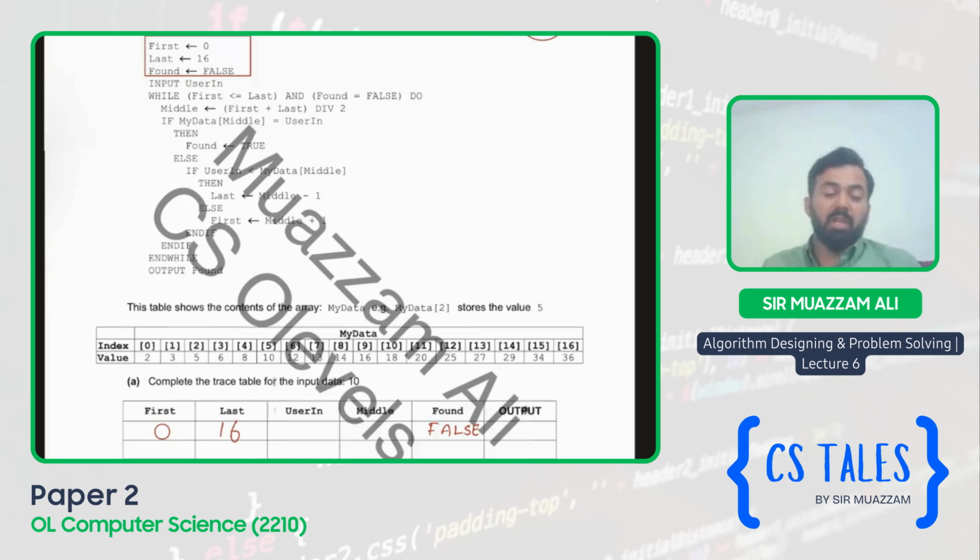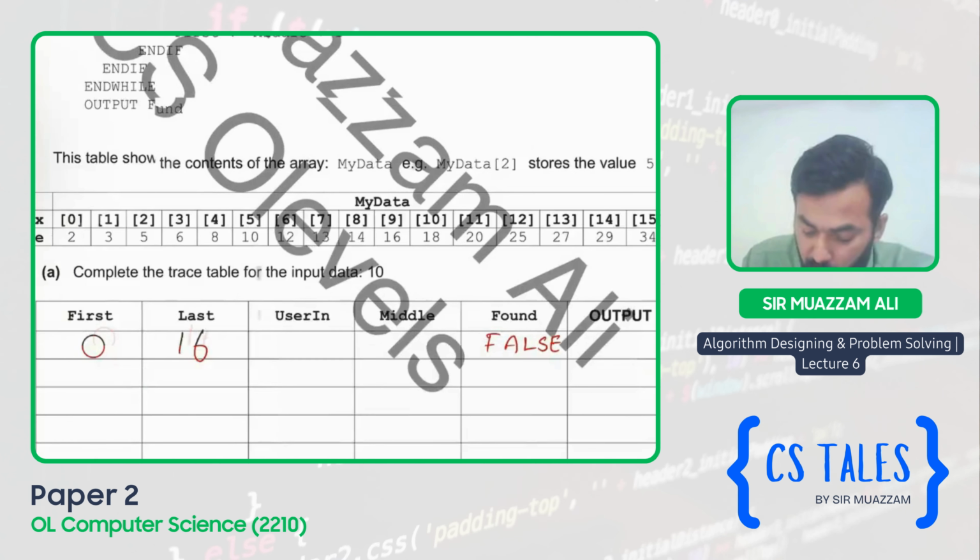This type of question may come into the paper. Okay, so be careful about that. Now what happened? Now another line we have is input user in. What is user in? User in is this.